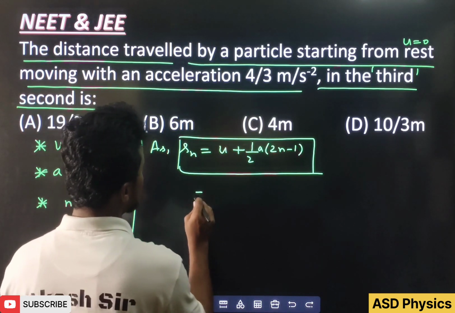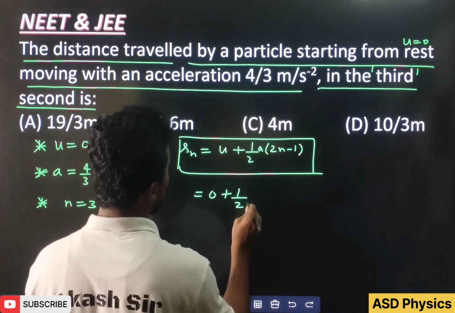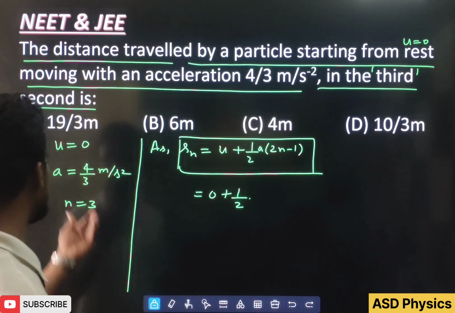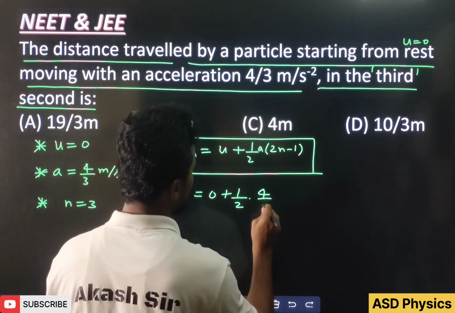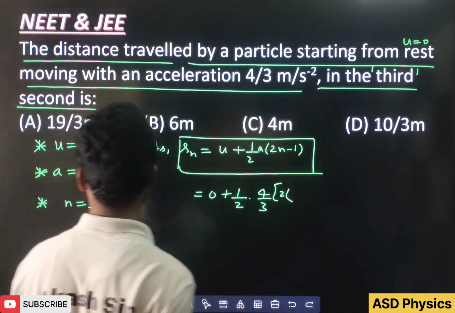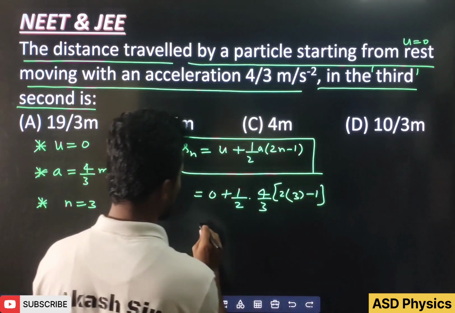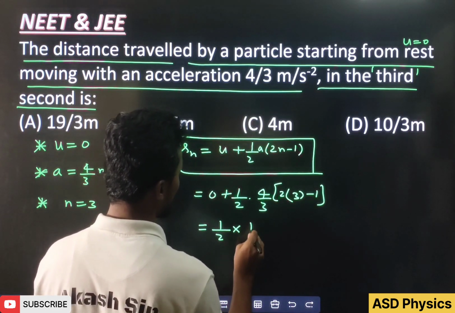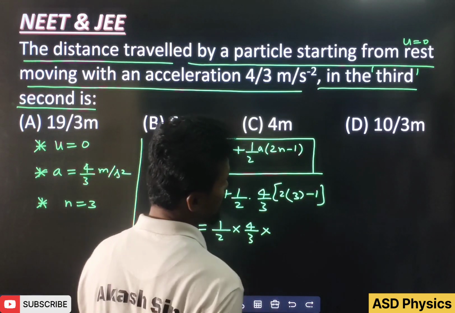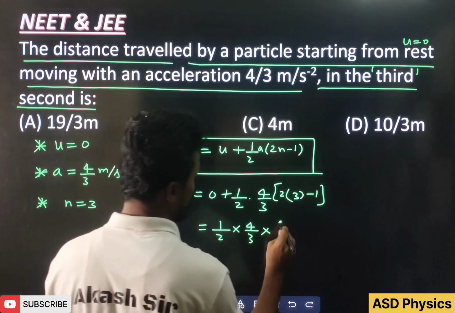So here what will happen? 0 plus half, and the A value you can see, 4 by 3. And here 2 into n, where n is the third second, so 3, minus 1. So we can write half into 4 by 3 into (2 into 3, 6 minus 1), that means 5.